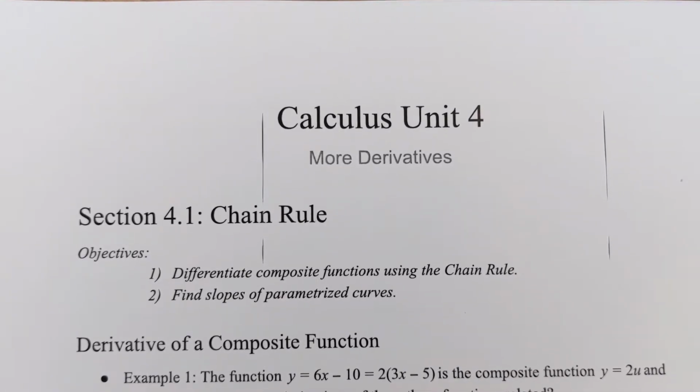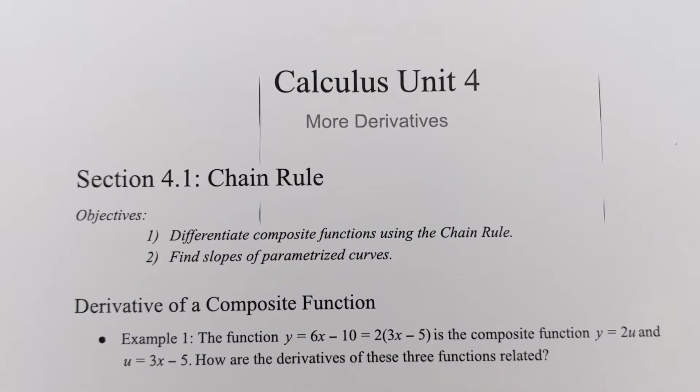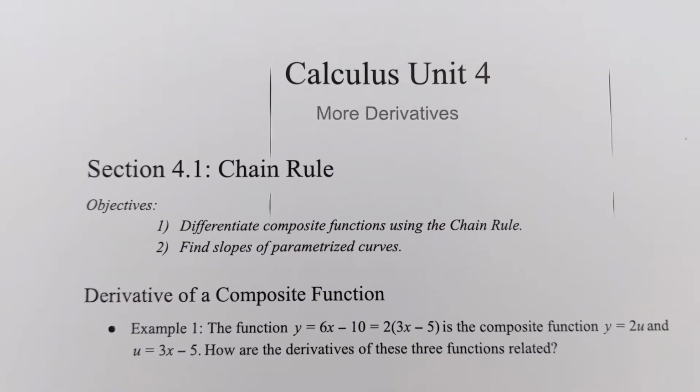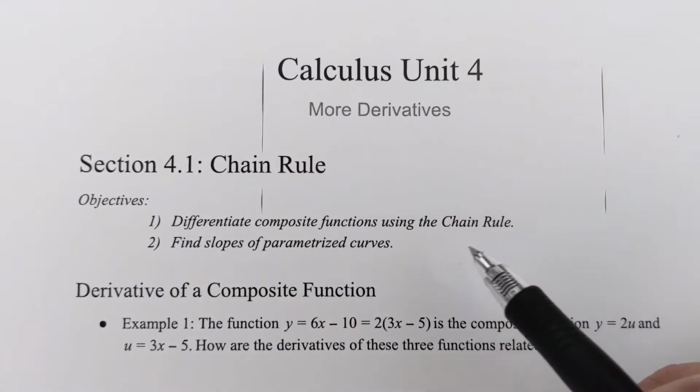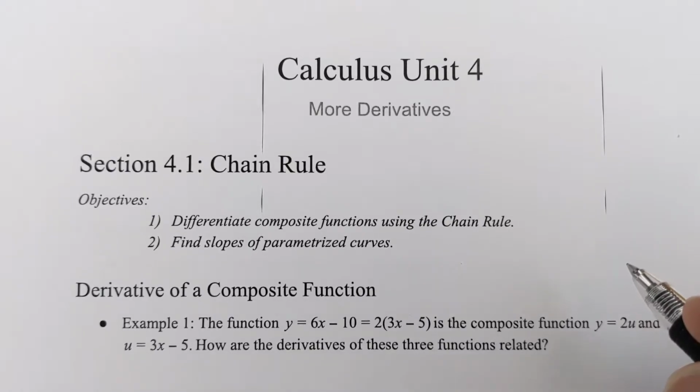Okay, so we've got the notes for section 4.1 of the chain rule. This unit essentially also has a lot more differentiability rules. Sorry, it's a tricky word. So the first of them is the chain rule. The chain rule is used to differentiate composite functions, where you essentially have one function nested inside another function.